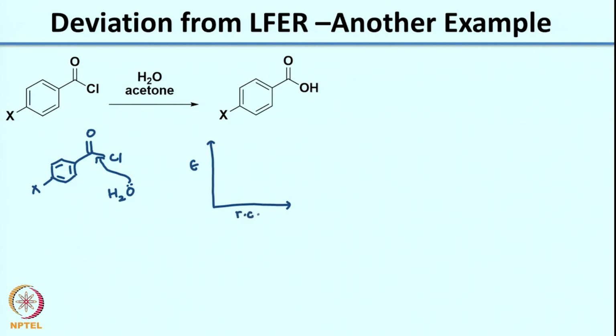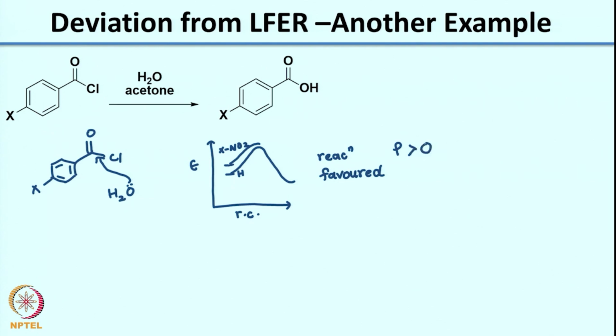what you would see is that if this is hydrogen, if you have an electron withdrawing group, the energy of the reactant or the electrophilicity is increased, it is more reactive, and the effect on the transition state is not much. So, let us say X is equal to NO2. What you see is the reaction is favored, and which is why you get a rho which is greater than 0.